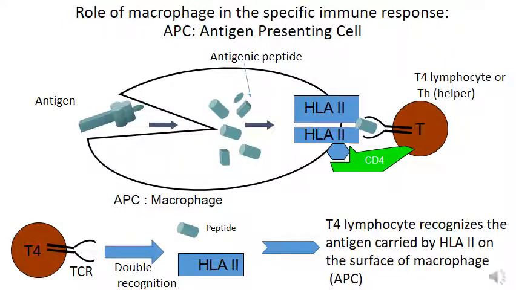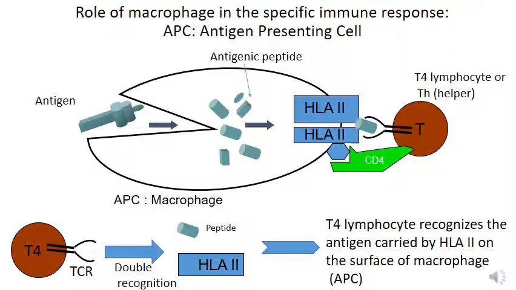But to whom is this presentation going to happen? It is going to happen to T4 lymphocyte or T helper. T4 lymphocyte actually has to do a double recognition: a recognition of HLA class 2 and a recognition of the non-self peptide. Hence, when T4 lymphocyte recognizes these two elements, we can say T4 lymphocyte is activated. And it is the main lymphocyte in the immune response.